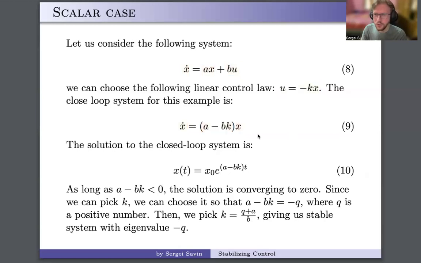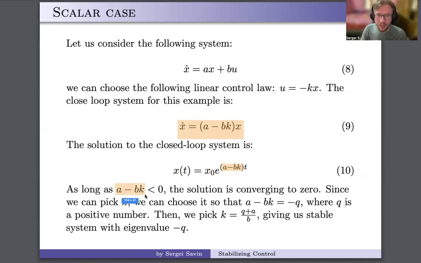Now, as always with scalars, we can easily solve the equation in this manner. We can say that x of t is equal to x0 times e to the power (a minus bk)t. You can easily notice that this is the eigenvalue of the system. For scalar autonomous equations like this, what you always have is the eigenvalue going into the exponent multiplied by t, and here you have the initial condition.